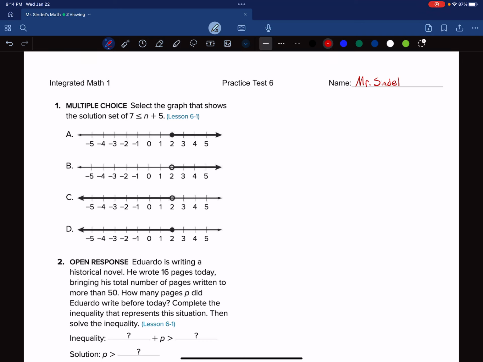This is Integrated Math 1 from McGraw-Hill's Reveal Math Integrated 1 course.